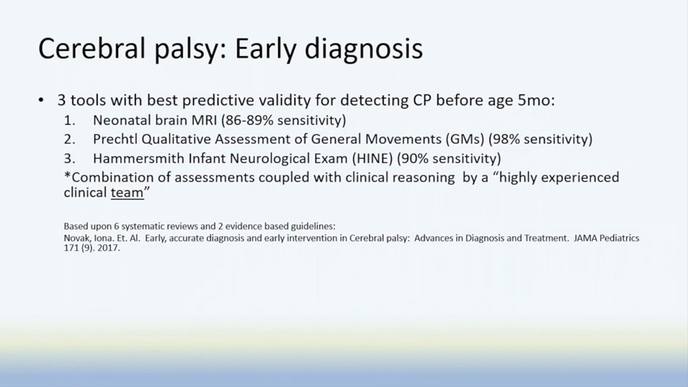So for early diagnosis, we have 3 tools with the best predictive validity for detecting cerebral palsy at that early age, before 5 months of age even. The neonatal brain MRI is highly sensitive. And then we're also going to talk a bit today about Prechtl's qualitative assessment of general movements with a highly sensitive 98% sensitivity. And then we're also going to talk a little bit about what the Hammersmith infant neurologic exam is. But the combination of these assessments leads to a more reliable diagnosis along with that highly experienced clinical team.